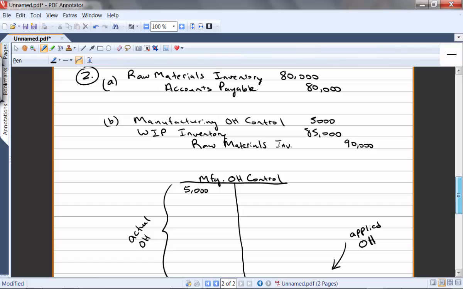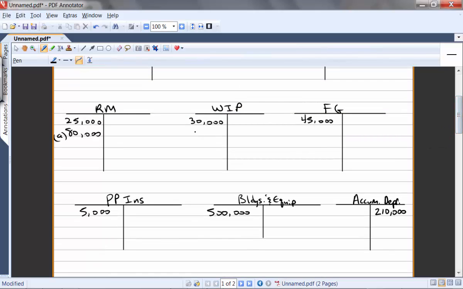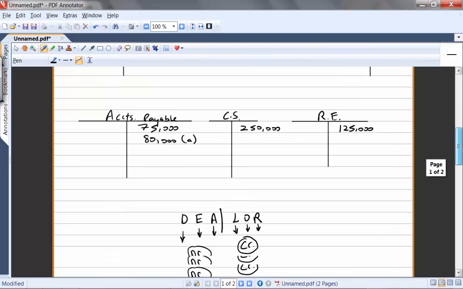So we have to make a journal entry. So this is part B. And then WIP was debited for $85,000 in part B. And then we have raw materials inventory was decreased by $90,000 in part B. So hopefully you get the idea here.